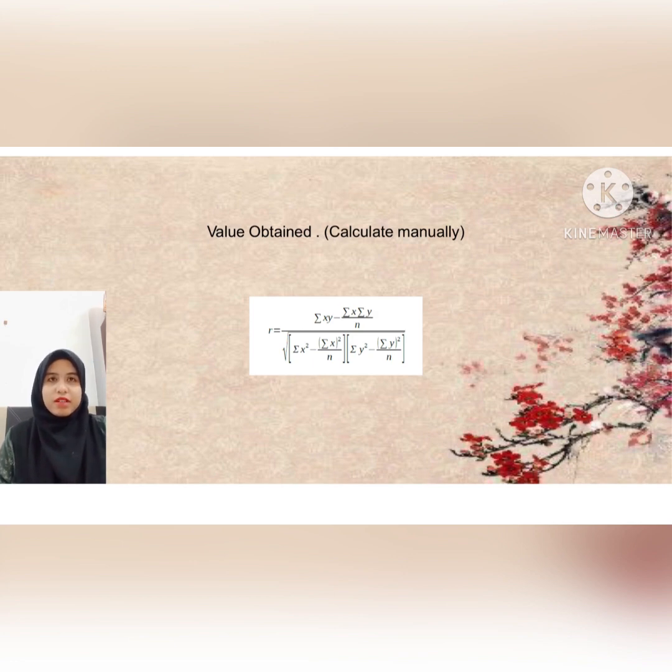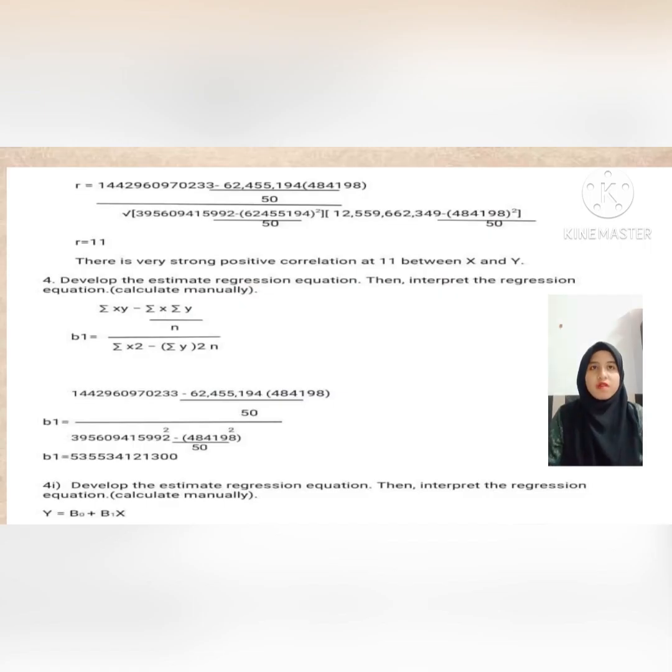Today I want to present about the value obtained, and these are the formulas to get the value. R equal to 1442960970233 minus 62455194 times 484198, divided by 15, and the end result of R is 11 after applying the formula using a calculator. So it is a very strong positive correlation between x and y.